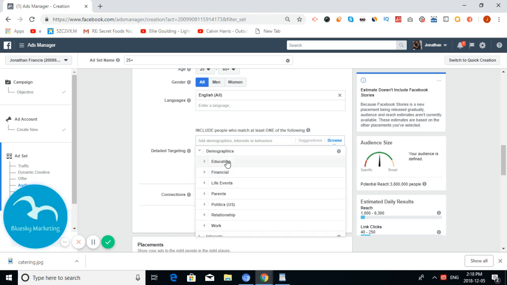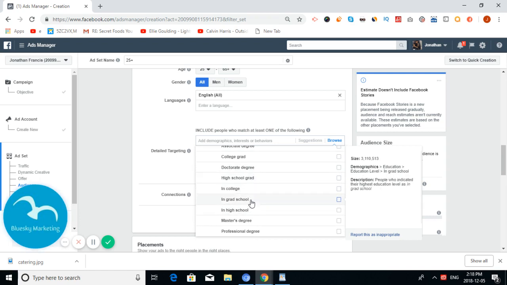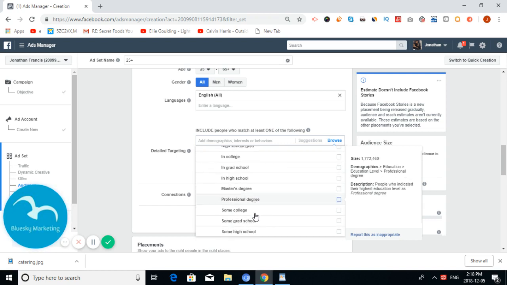And when you click on the demographics tab, you're able to really zero in and focus on people who are separated via education, financial, life events, parents, politics, relationships, work, etc. We're going to show you a quick example. So for education, you're able to target people based on if they're a college graduate, if they're a high school graduate, they have a doctorate, PhD, they're in college, so they're not yet completed, in grad school, in high school, master's degree, professional degree. This could really come into a major benefit for your business.